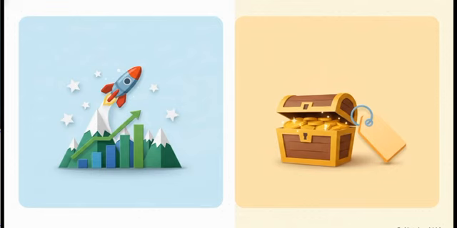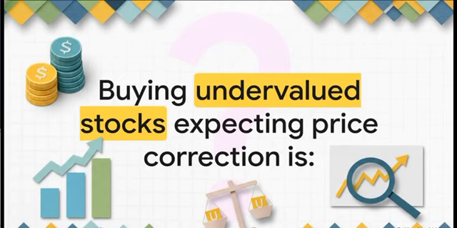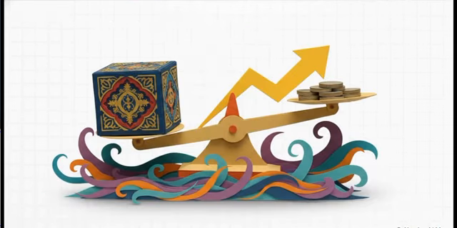their true worth. Let's lock in your understanding of this with one more mock question. An investor buys undervalued stocks expecting a price correction. Is this A, growth strategy, B, value strategy, or C, momentum strategy? Boom. The answer is B, value strategy. Buying undervalued assets because you fully expect the market to correct the price upward is the very definition of value investing.